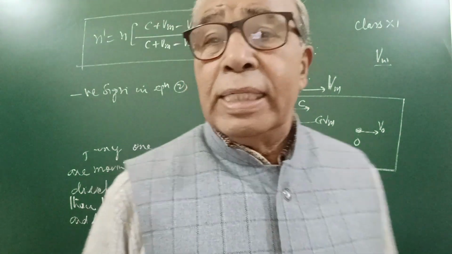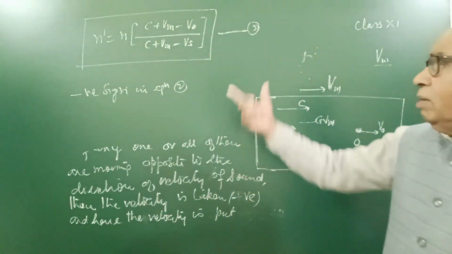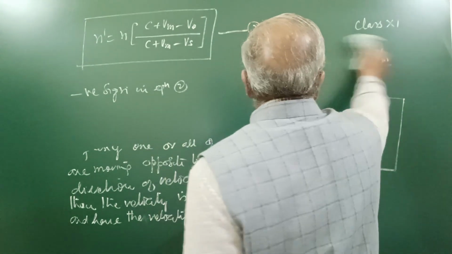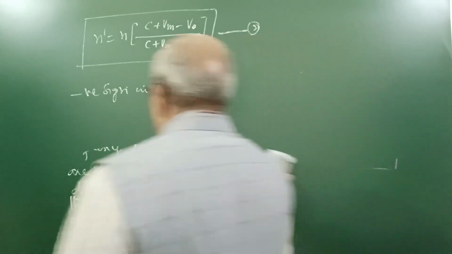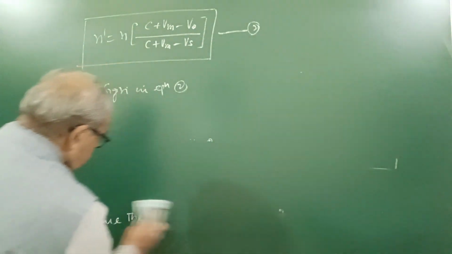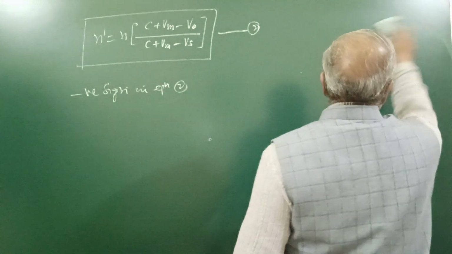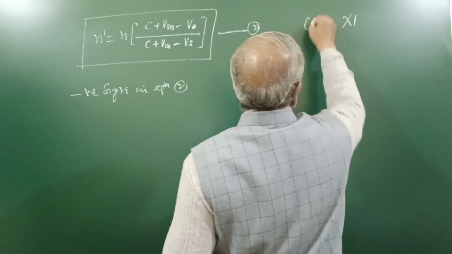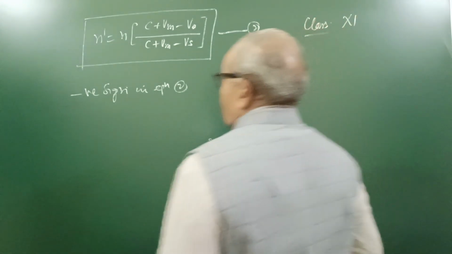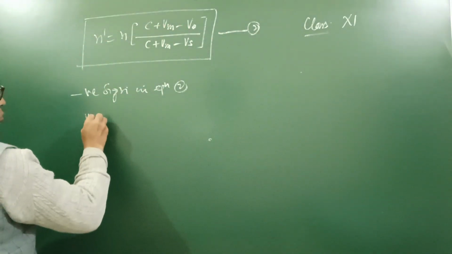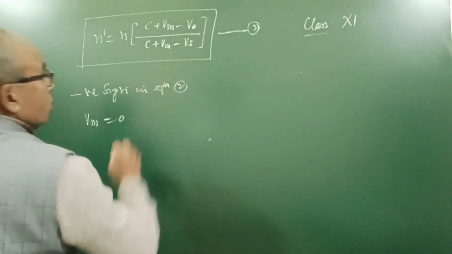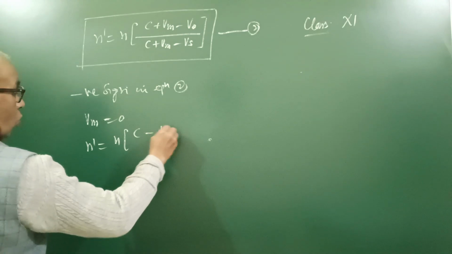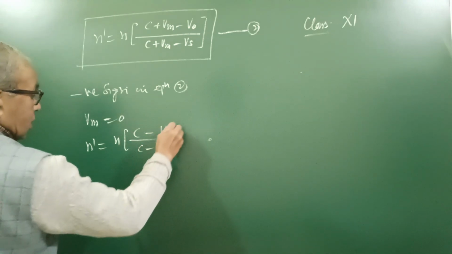Generally, you will find problems with medium at rest. So if medium is at rest and observer or source are moving in the direction of sound, then putting Vm equal to 0 in equation 2, we get N dash equal to N bracket C minus Vo upon C minus Vs.